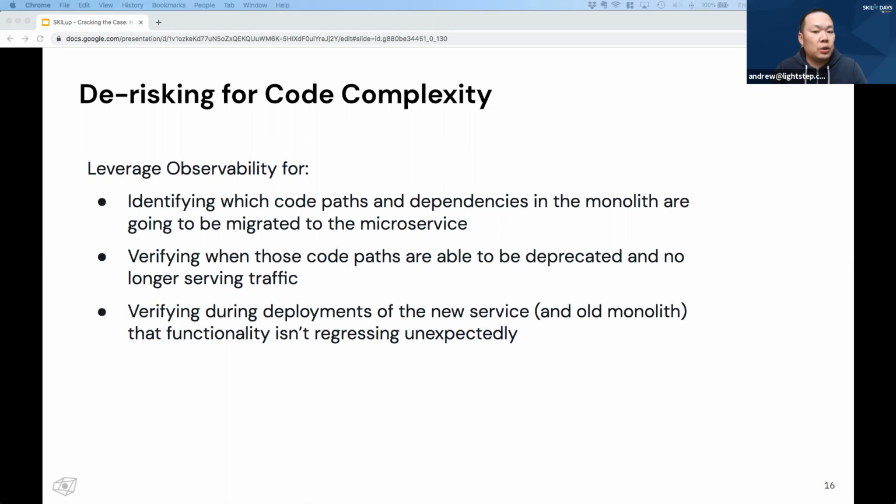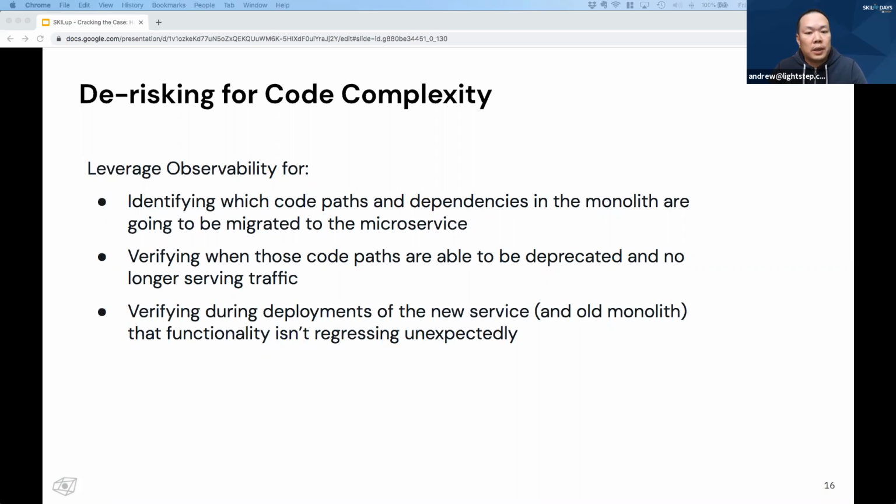Using an observability tool with distributed tracing can help. A lot of people think of this type of observability as useful once you have already migrated to the microservice environment. We think that it is important to start with your monolith because it will help de-risk your migration in several areas.